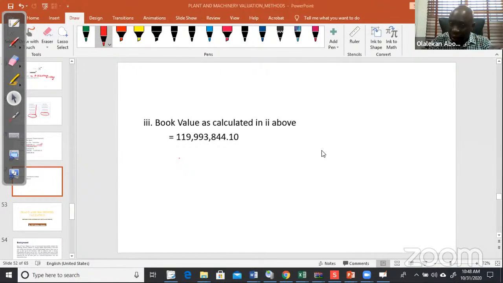Whatever rate you now get, you now deploy it to the reducing balance. That is using it to charge based on reducing book value.